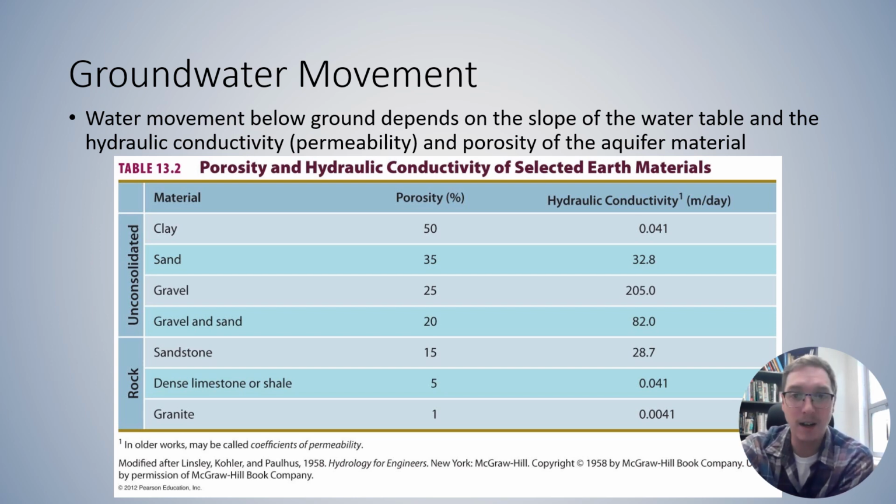Now, if we look at hydraulic conductivity, a little bit different. So things like gravel, which have decent porosity and a lot of weird shapes and spaces, water can zip through that at 205 meters per day in some cases. Clays, 4/100ths of a meter per day. 4 centimeters per day is all it can really move. Granites, dense limestones or shales, kind of the same. Dense limestones or shales, 4 centimeters. Granites, 4 millimeters per day.